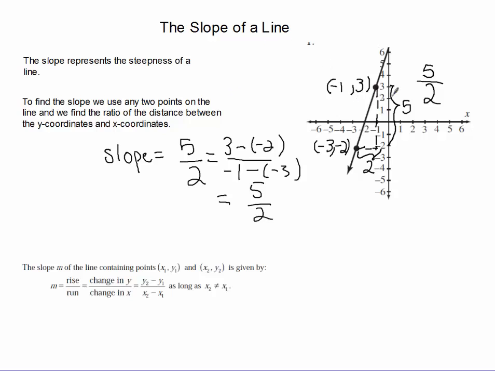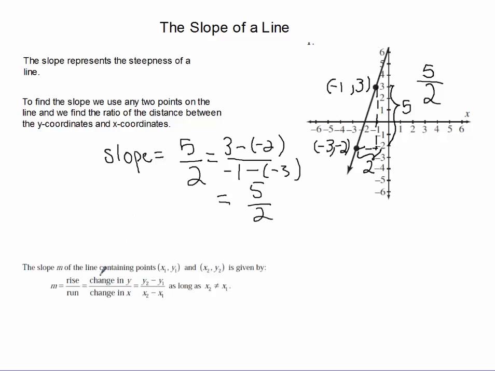So to find the slope, if you have the graph, you can always do what we did first: count the units from one y-coordinate to the other y-coordinate, and then count the units between the two x-coordinates. That's one way to find the slope. But if we wanted to find the slope using the ordered pairs, then the formula would be the difference between the y-coordinates, so y2 minus y1, over x2 minus x1.